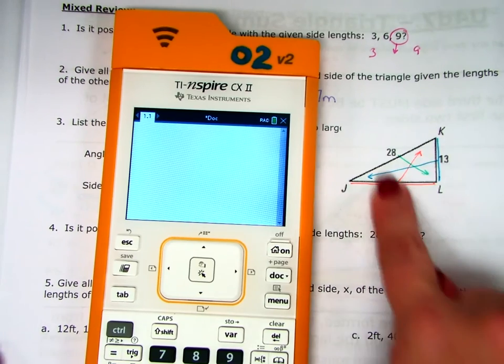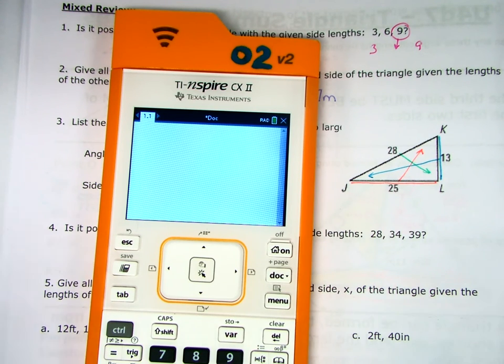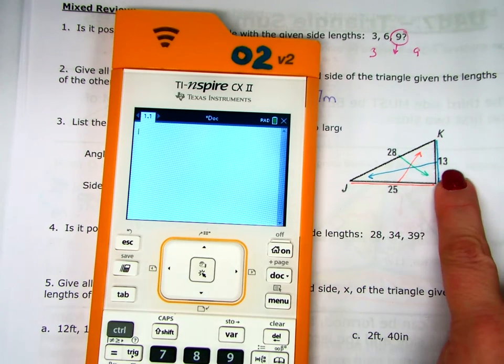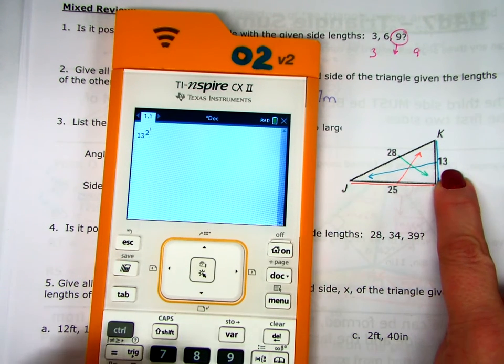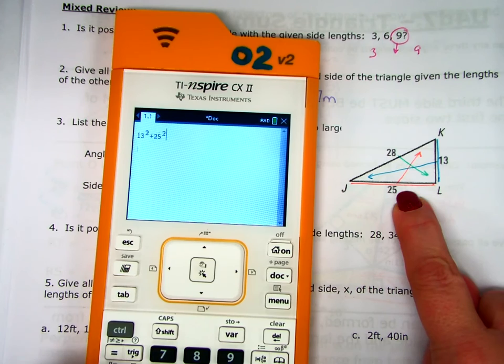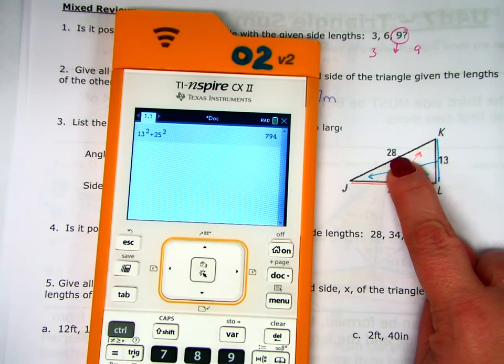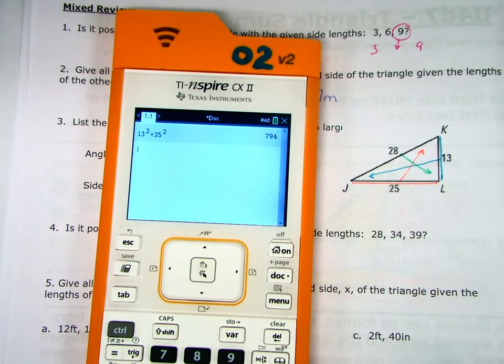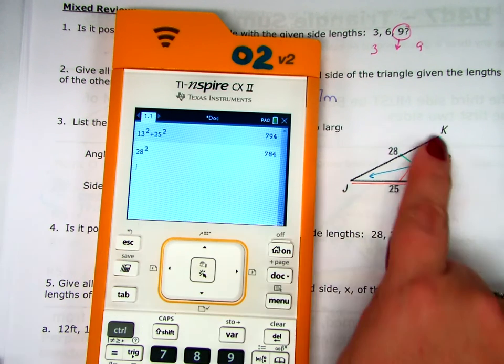Alright, so which one would have to be my hypotenuse? 28. Right, because the longest side has to be the hypotenuse. So if I do 13 squared plus 25 squared, if 28 squared equals 794, then we can say, yeah, this is a right triangle. 28 squared is not. It's too small. It's 10 units too short.